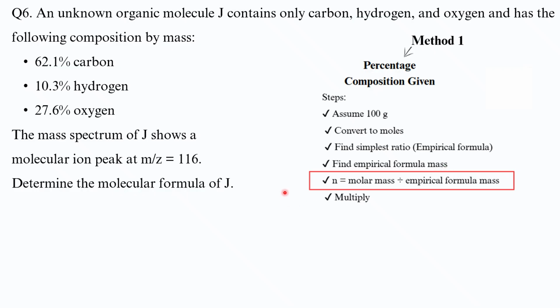Then you will use this formula, that is N is equal to molar mass divided by empirical formula mass, in order to determine the number of units with which you should multiply the empirical formula, so that you will end up with the molecular formula. So these are the steps that you will follow, but make sure to check the data. If the data consists of the percentage composition, only then will you follow these steps. Let us go through each and every step in detail.